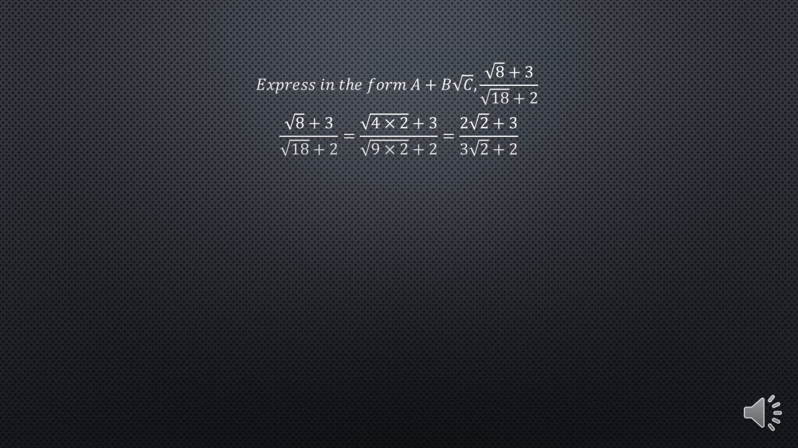Root of 18 can be simplified, because this is root of 4 times 2, root of 9 times 2. 4 is a perfect square, 9 is a perfect square. We end up with 2 root 2 plus 3 out of 3 root 2 plus 2. I wouldn't say that if you don't choose to simplify, it's wrong, because you could simplify at the end, but I chose to simplify at the beginning.